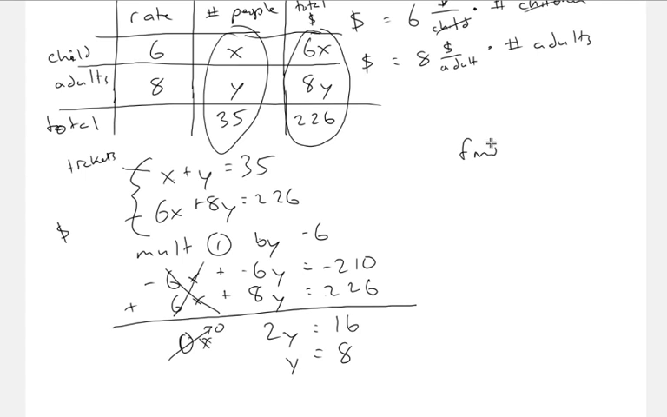Let's find x. I'm going to go ahead and use that first equation because it looks pretty easy. x plus y equals 35. That'd be easy to substitute in 8 for y. x plus 8 equals 35. Subtract 8 from both sides. I get x equals 27. And we have found the values of x and y.